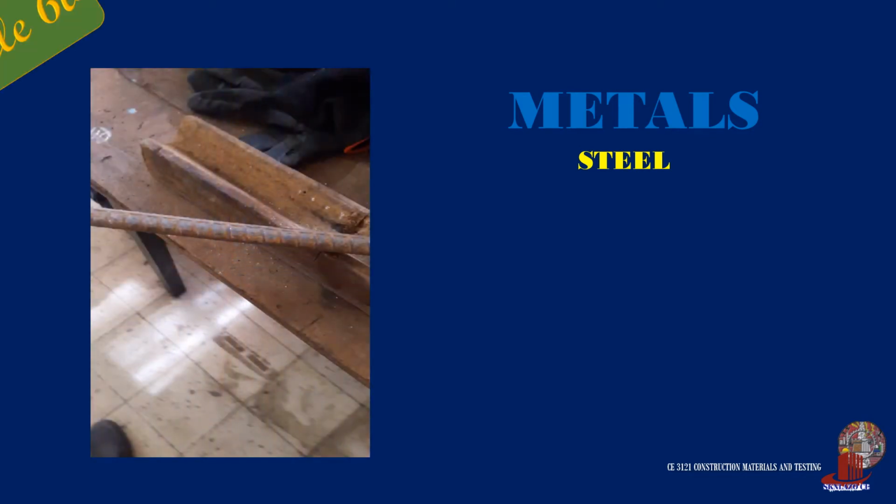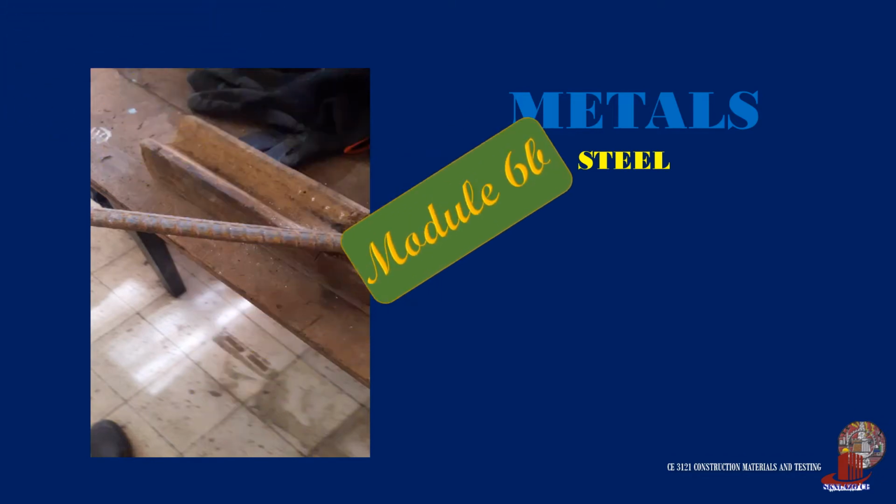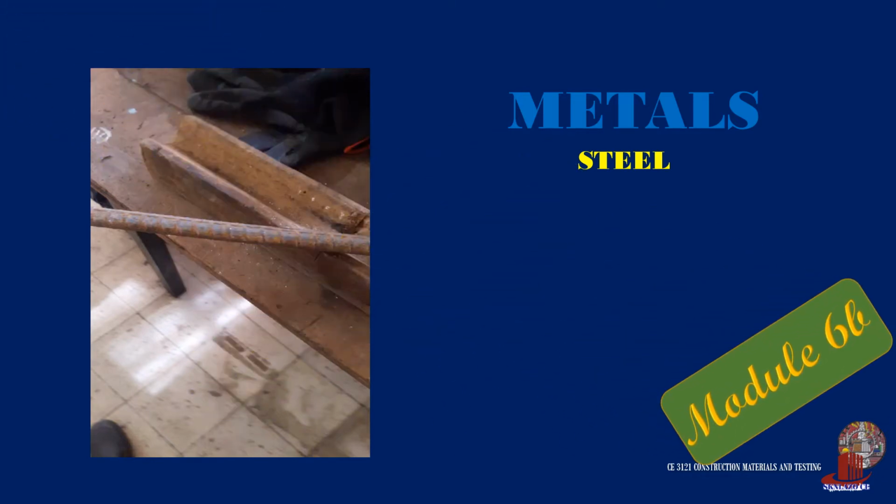Steel is an alloy of iron with a small percent of carbon to enhance its strength and friction resistance. Of most construction metals, steel is the most widely used. Learn more about steel. You are watching Construction Materials and Testing.